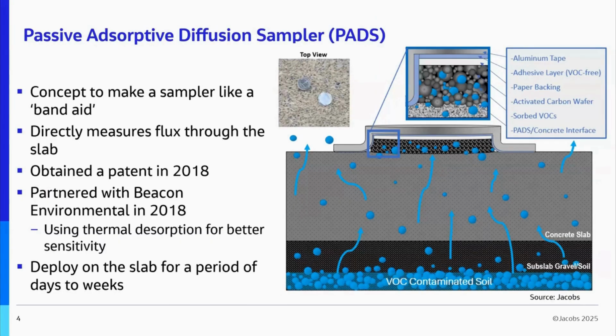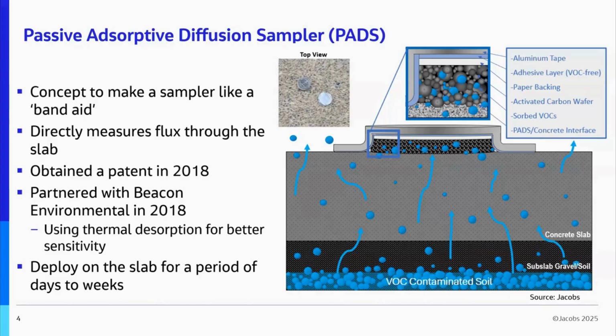So this is the pad sampler that we developed. It's really a pretty simple little device. Think of a Band-Aid and replace the cotton part of the Band-Aid with activated carbon. And then the adhesive of the Band-Aid, the little plastic strip, replace that with an aluminum piece of tape, about the size of a quarter. You just lay the little adsorptive layer down and then cover it with the aluminum tape.